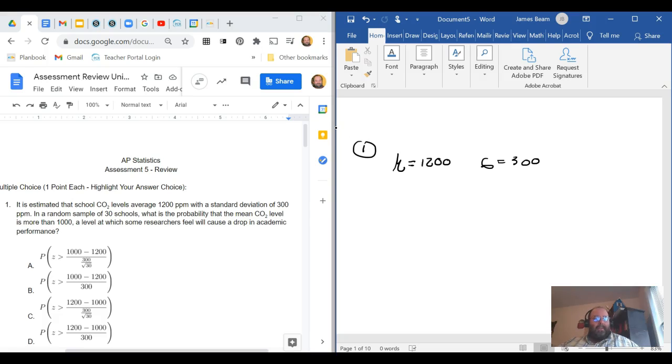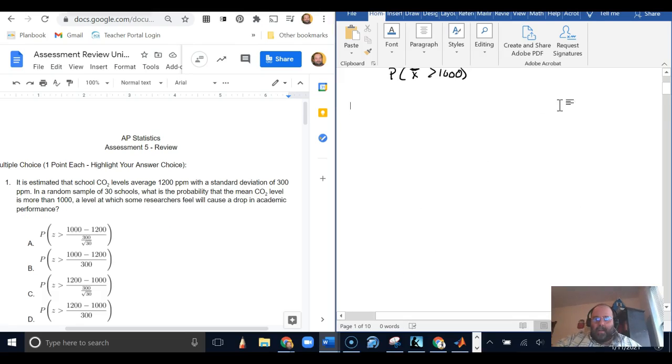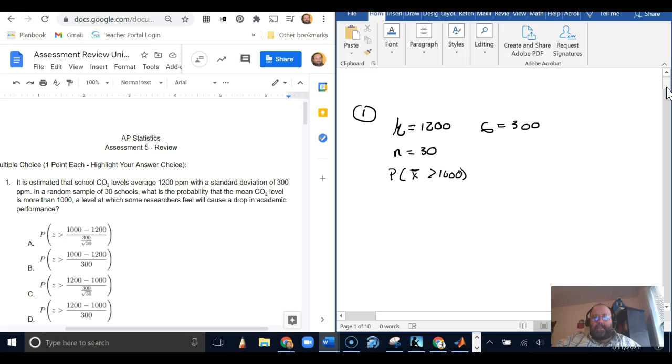And it says we're taking a random sample. The random sample is size 30. What is the probability that the CO2 level is more than 1,000? So we want to know that the mean of the sample is greater than 1,000. All right, so let's think about this a little bit.